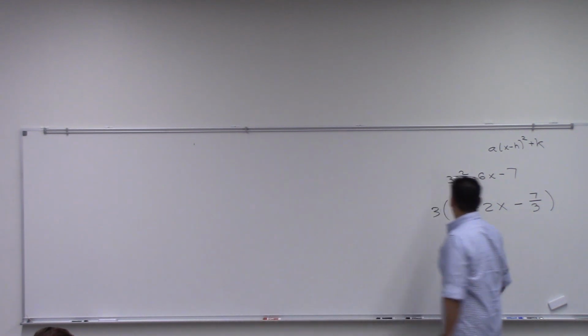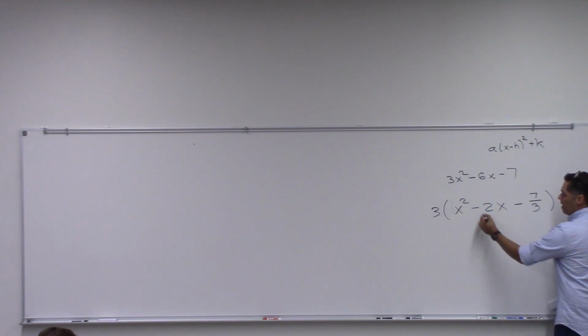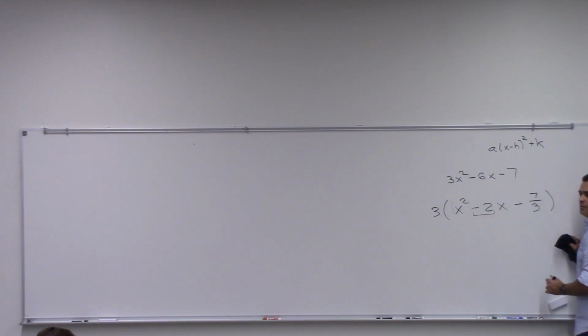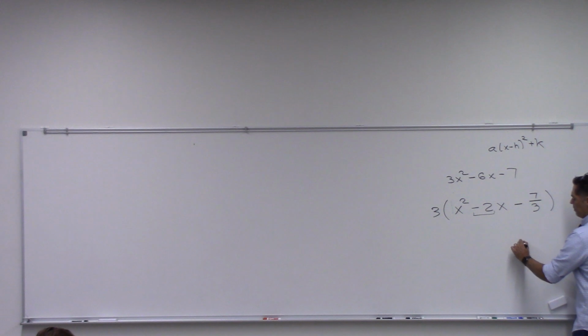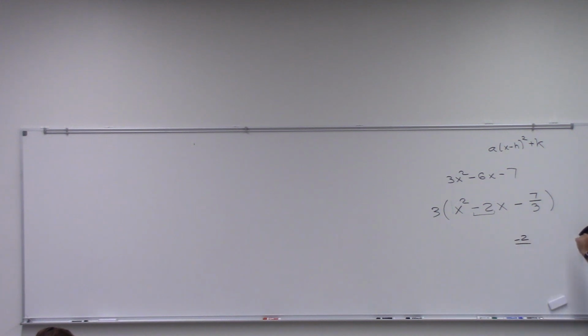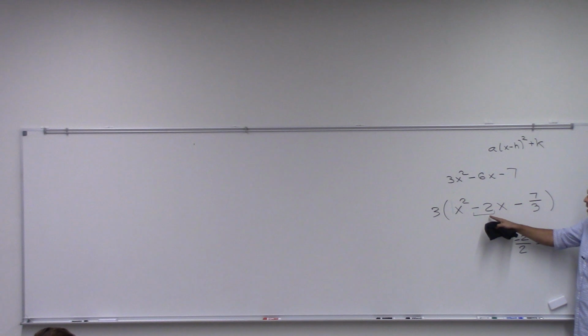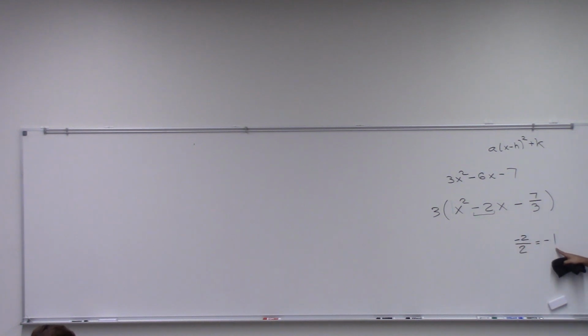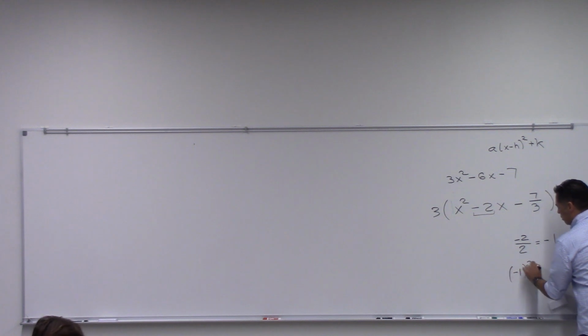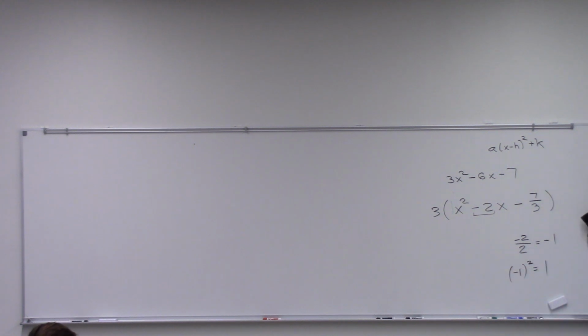Okay. So what we do is we take the number in front of the x, negative 2, and we divide it by 2, always. And that gives us negative 1. So you always divide the coefficient of the x term by 2, and that gives you this number. Then you take that number and you square it, which gives you 1.